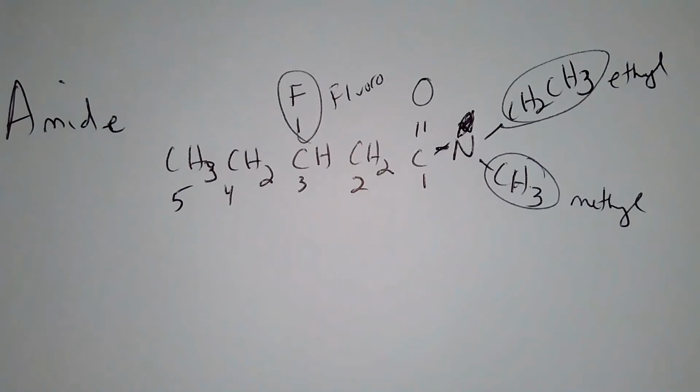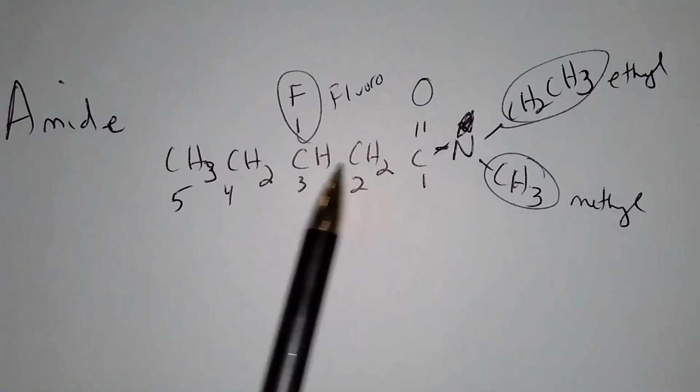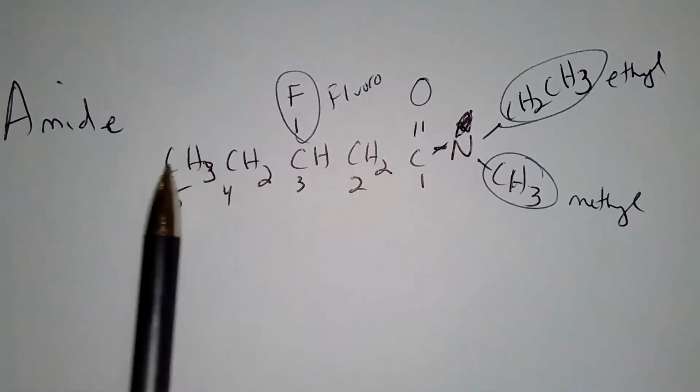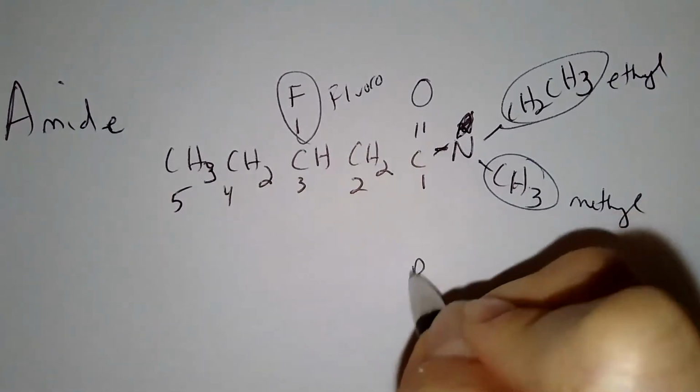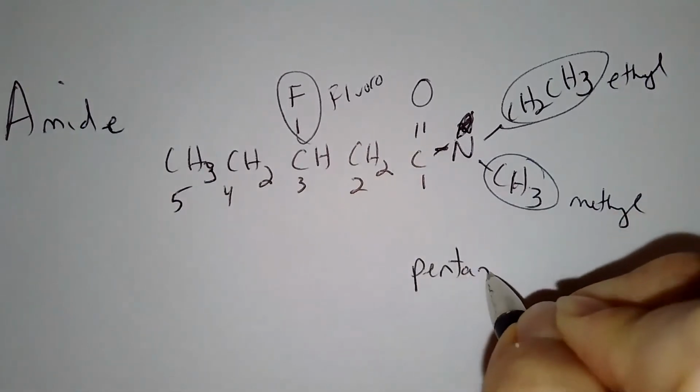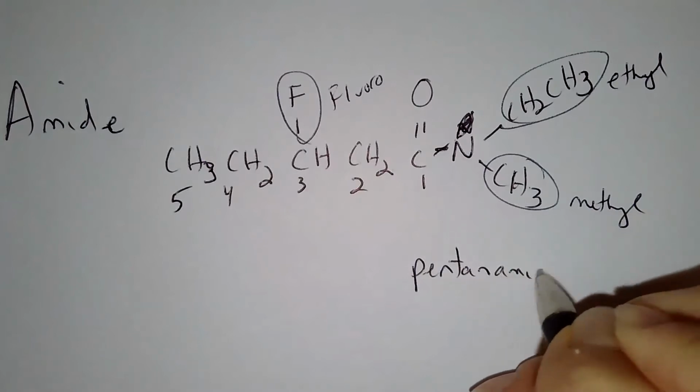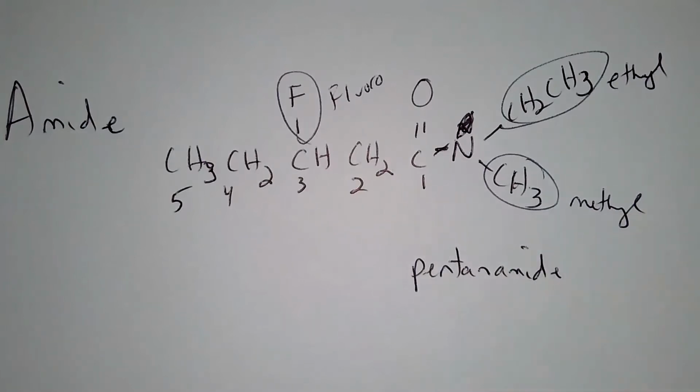So the longest chain is 5. So again, this is going to be pentane, drop the E, and then put amide at the end.